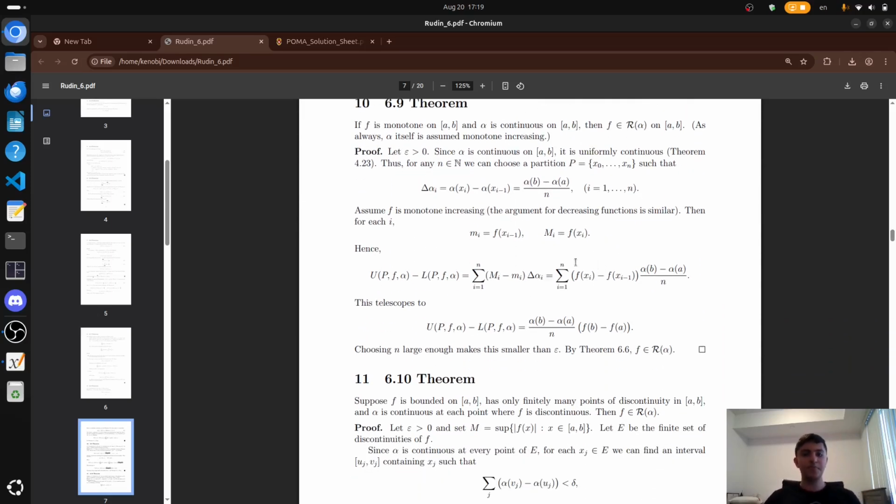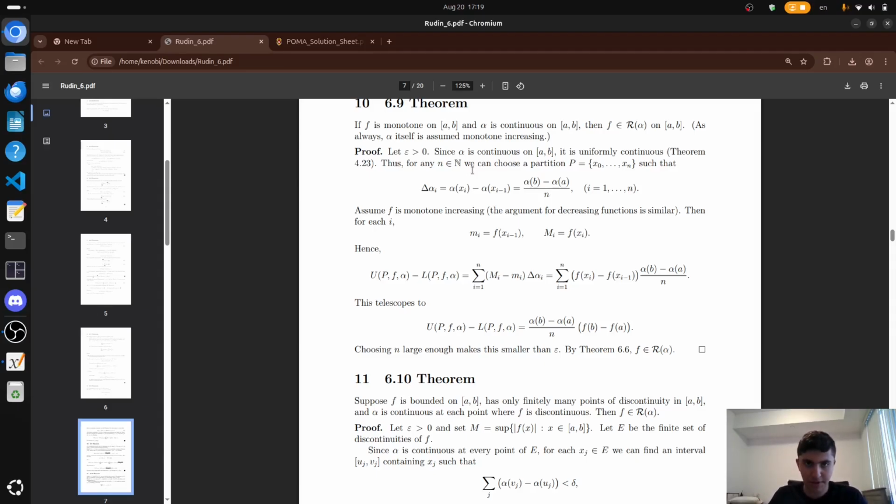Now we have the following theorem. If f is monotone on [a,b] and alpha is continuous on [a,b], then f is R alpha on [a,b]. All right. So notice here we're not saying that f is continuous on [a,b]. You're just saying it's monotone on [a,b]. Let's just read the proof and we'll explain the strategy later.